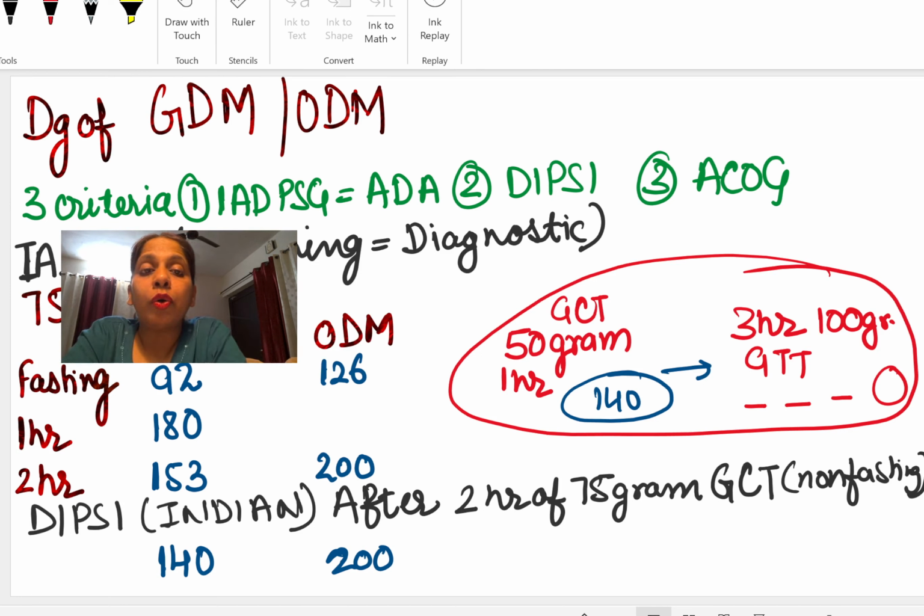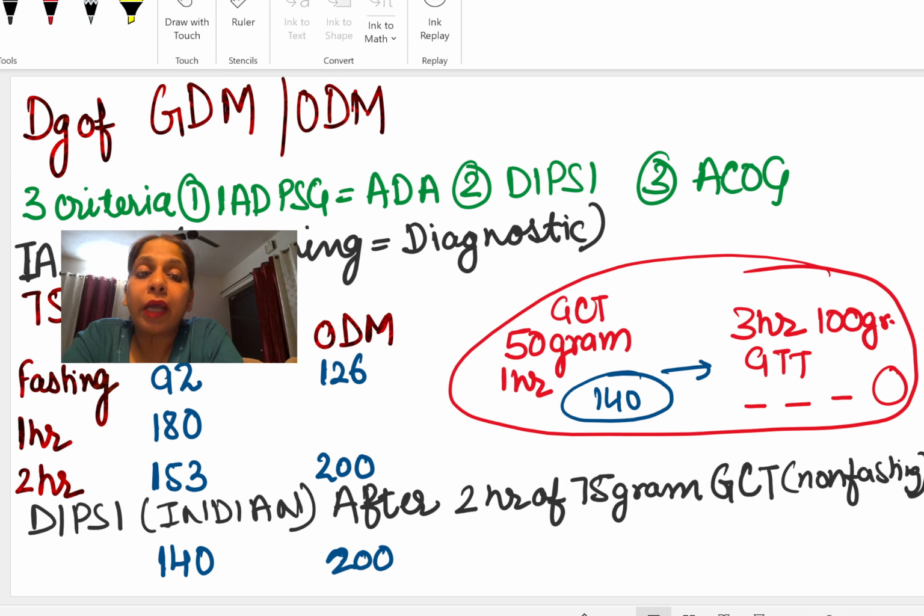Okay, so as per ACOG, there are 2 tests. One is the screening test, which is the 50 gram glucose challenge test, in which, in the non-fasting state, we give the patient 50 gram glucose in water to drink, and after 1 hour we take the value. If it is more than 140, then the patient undergoes the glucose tolerance test, which is 100 gram, 3 hours.